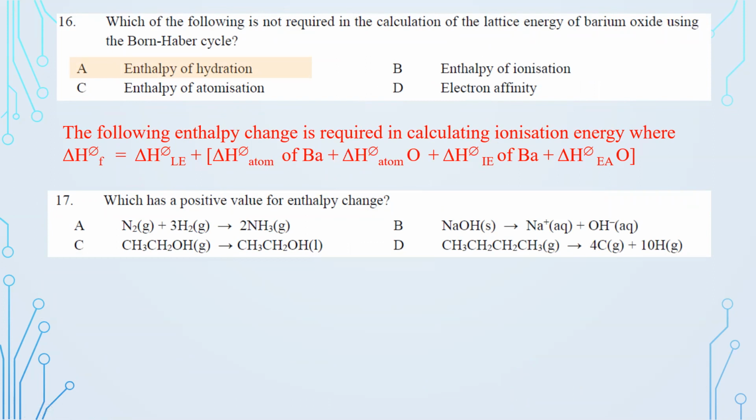Number 17, which of the following has a positive value? So now in here, you have to know by yourself what all these equations represent. You can see in here, N2 plus 3H2 gives 2NH3, this is formation, and usually formation is negative. NaOH solid to become aqueous, this is enthalpy change of solution.